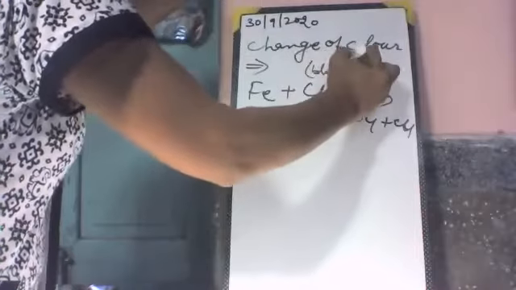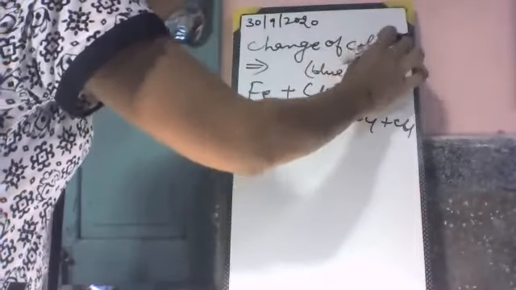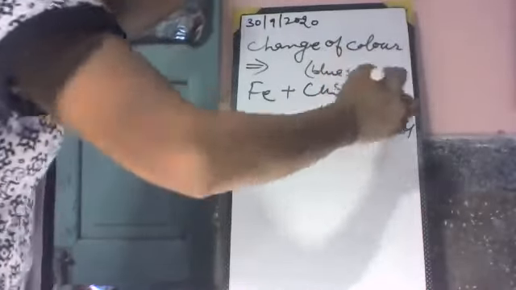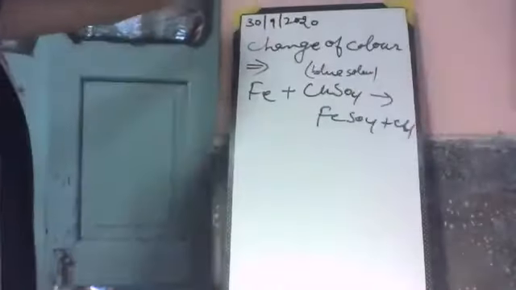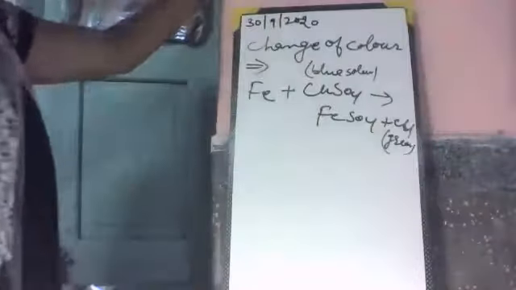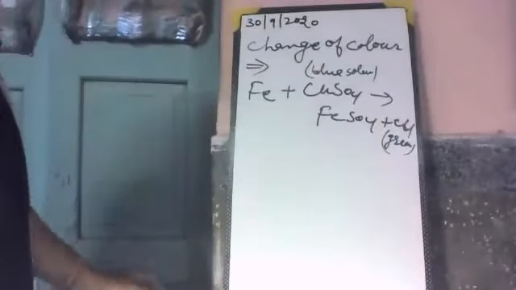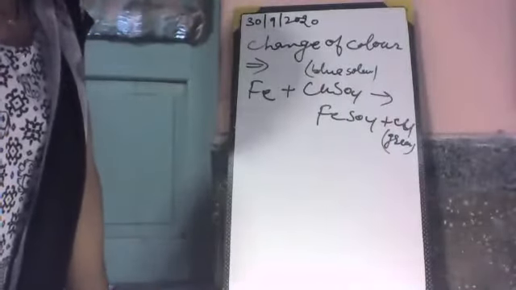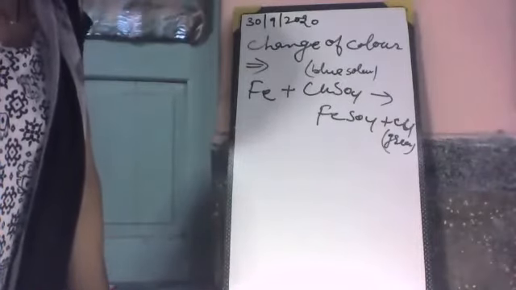The color of copper sulfate is blue, and this blue changes into green. This blue color changes into green due to the presence of iron sulfate. This is the change of color.